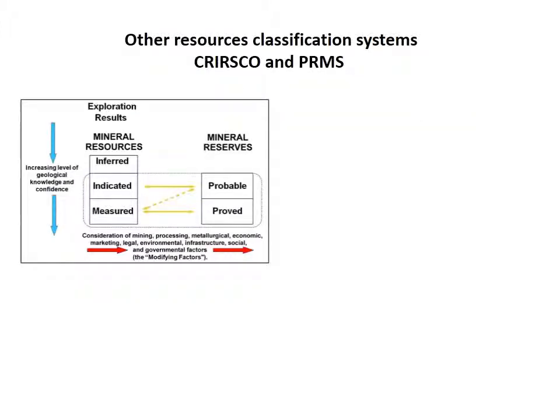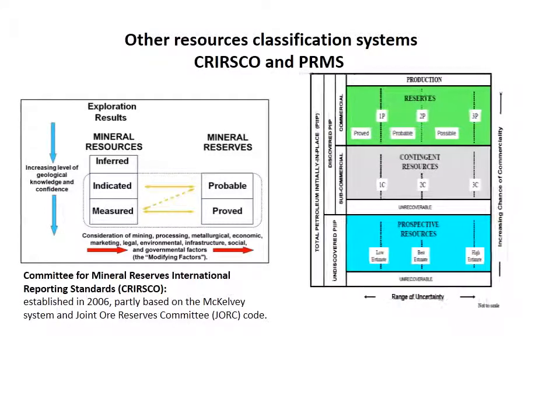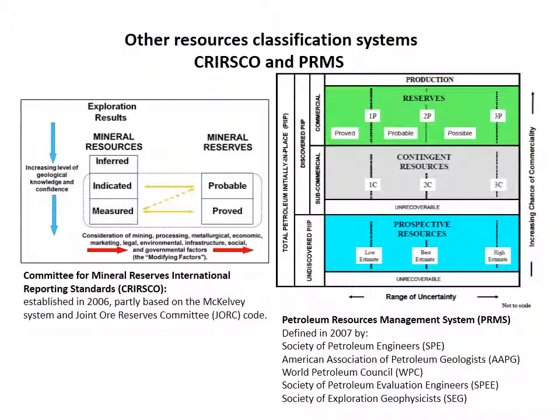Other classification systems are in use. For example, the CRIRSCO template is commonly used in the extractive mineral industry. This system also uses different axes to assess the level of geological knowledge and socio-economic factors. For petroleum resource assessment, the Petroleum Resources Management System, or PRMS, was defined by various professional organizations in the petroleum industry. The system again classifies petroleum resources based on the level of uncertainty in geological knowledge and the chance of commerciality.